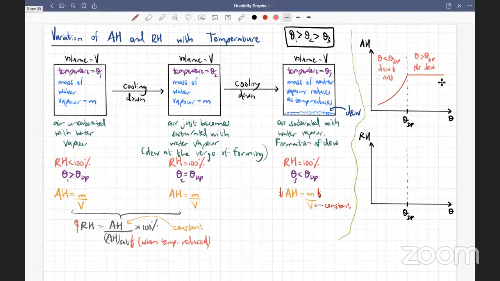Talking about RH here, when the temperature is less than dew point, the RH graph will be flat because it will be 100 continuously. So you can draw a straight line like this at 100, and afterwards it will start reducing like this. Now I know you will have questions with this part of the graph, but let me quickly finish this. 100% again.